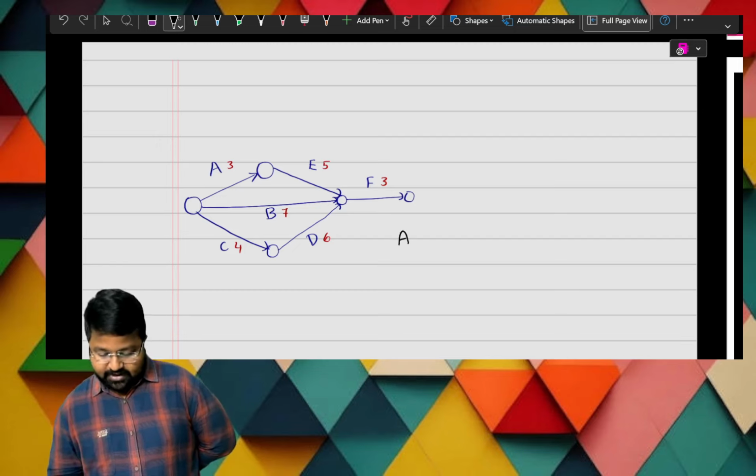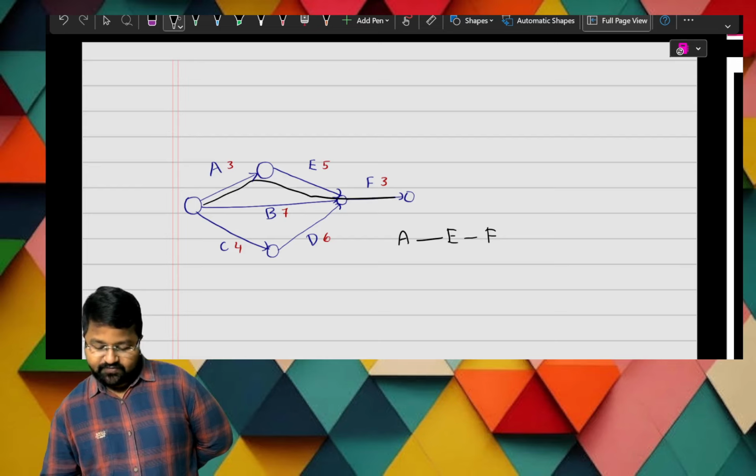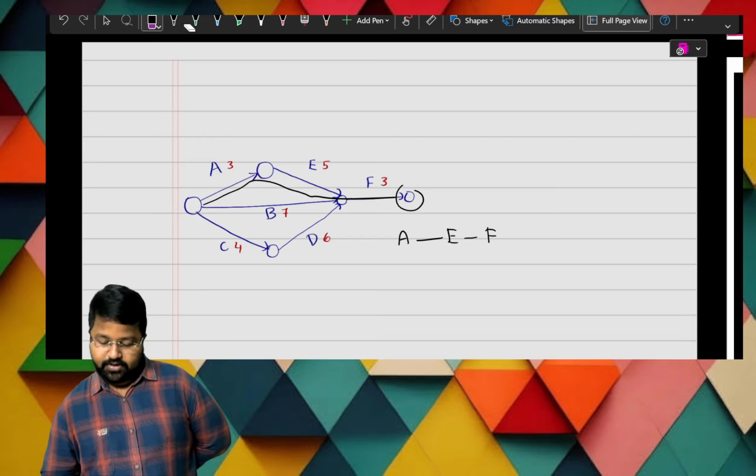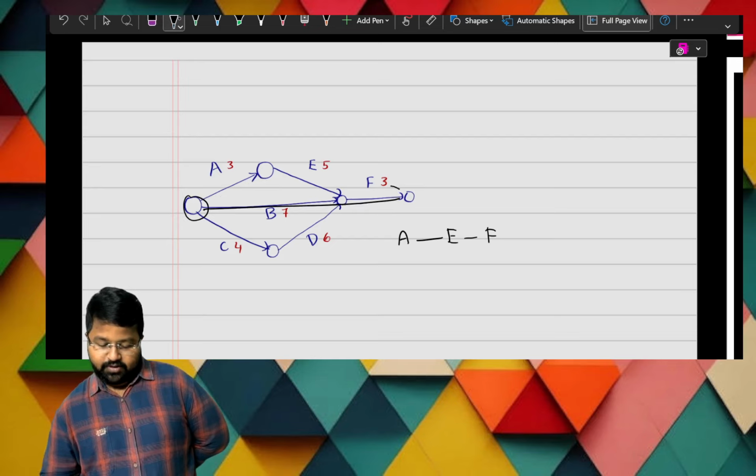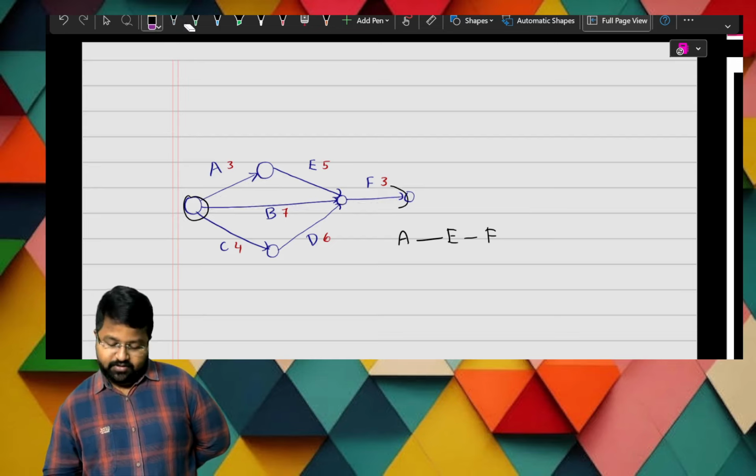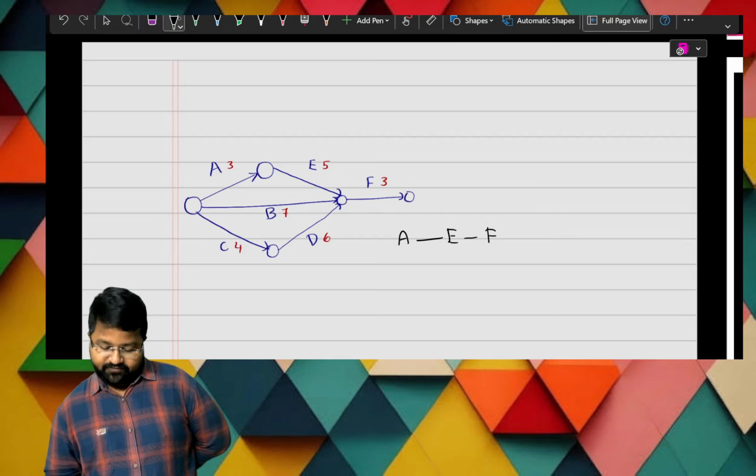So A is the starting point, and A, E, and F. This is one way. From here I started, from here I ended. This is one way. Next, what is the other way? Simply from here to here. This is one way. So that one way will be represented in the form of B, comma, B dash F.